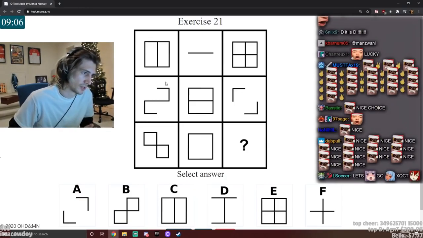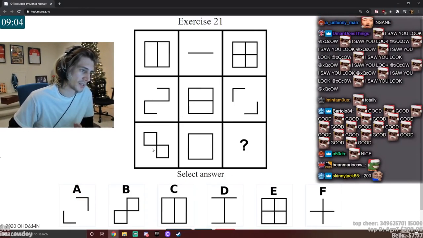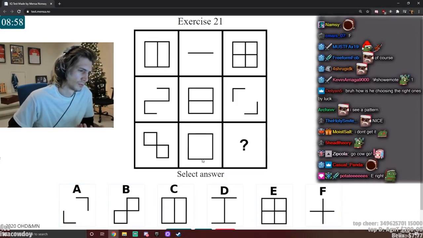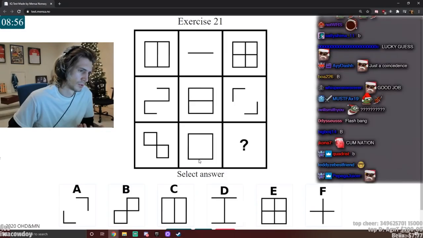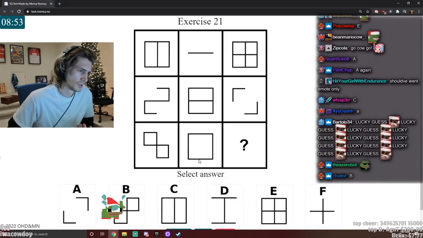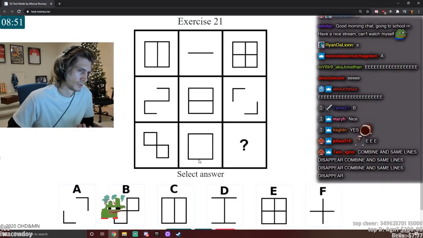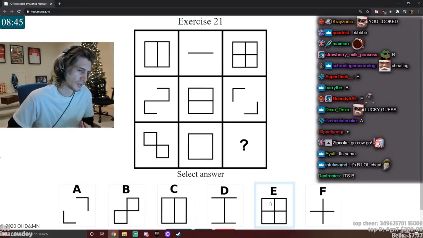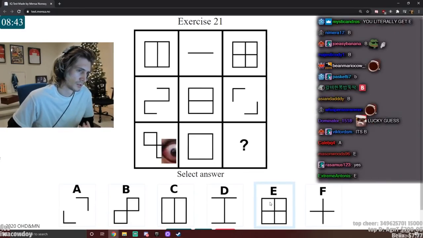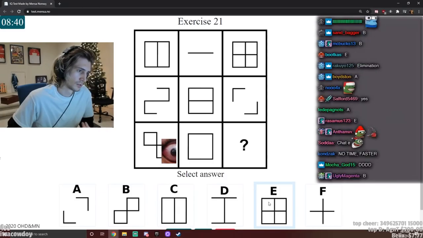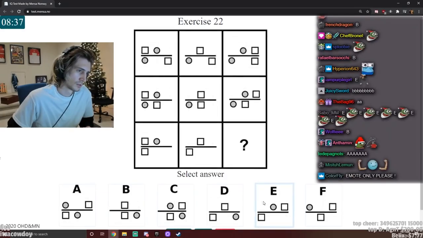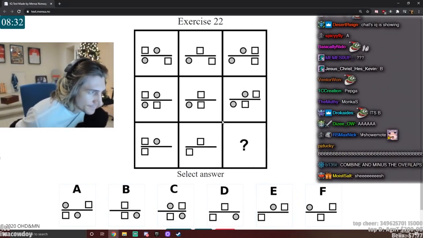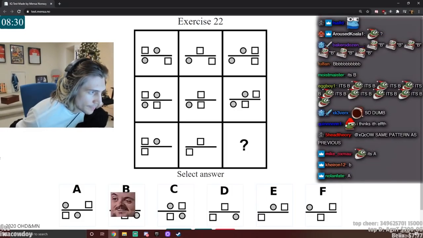This is just combination. Combine this and this and you get that. Combine this and that, you get this. No. You get this. Okay. This is a balancing act. Okay.